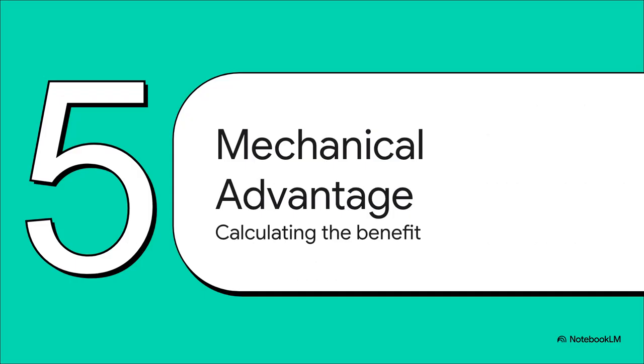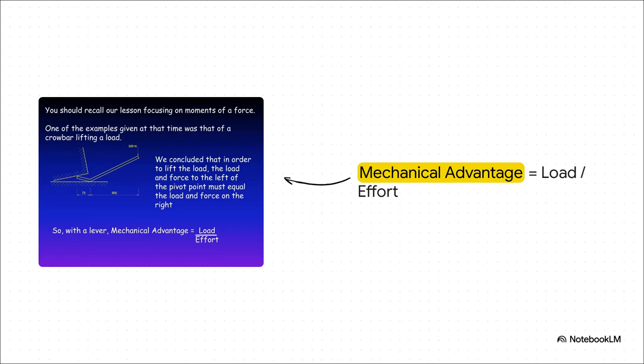Section 5. Calculating mechanical advantage. Think about using a heavy-duty crowbar to pry something open. You might remember the principle of moments. To lift that load, the load and force on the left side of the pivot have to perfectly equal the load and force on the right.